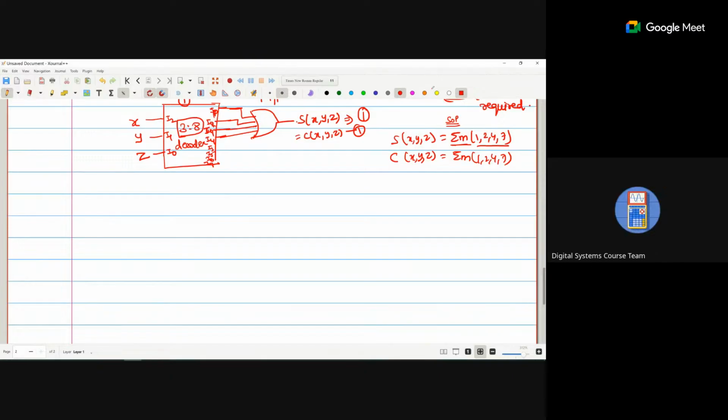But if there is any change, for example 5 is there in place of 4, then we have to create an individual gate. We can't use the S, because in S the minterm 4 is available, but in C there is no 4. So there is no option to separate the 4 and add a 5. So we require an individual OR gate.